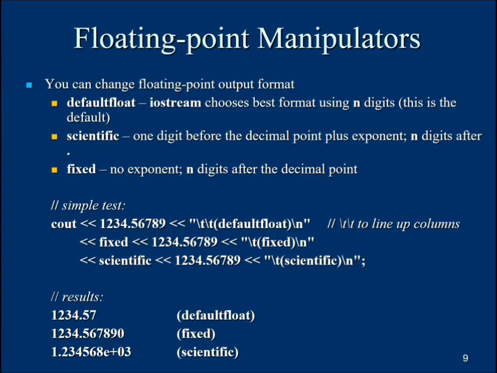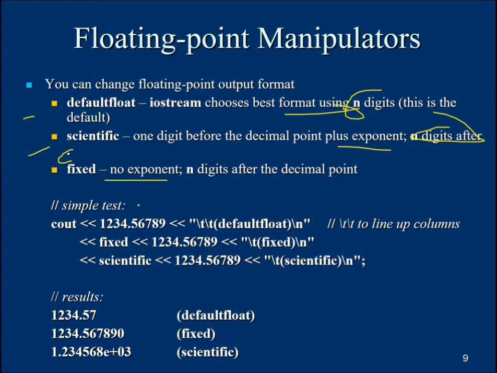You have floating point manipulators as well. You can change the floating point output format. One is your default float, where iostream chooses the best format using n digits, which is the default. While in scientific, there is one digit before the decimal point plus your exponent, with n digits after the dot or decimal. Then fixed means no exponent, n digits after the decimal point. How are you going to show it?